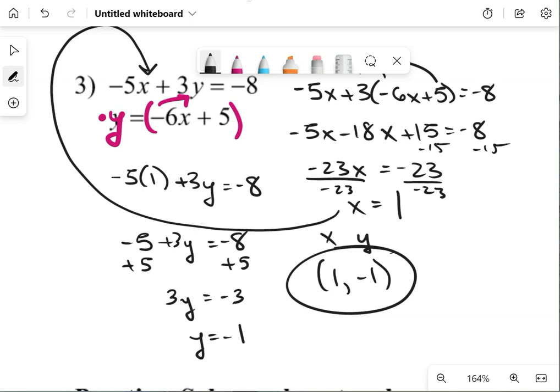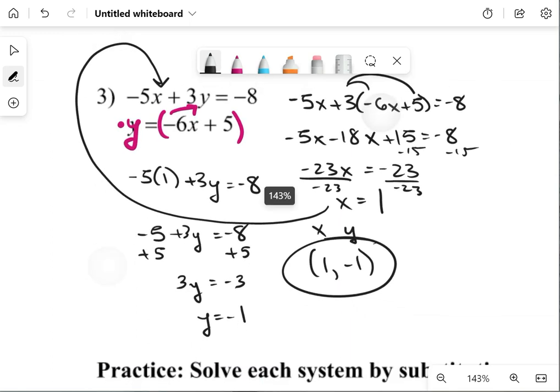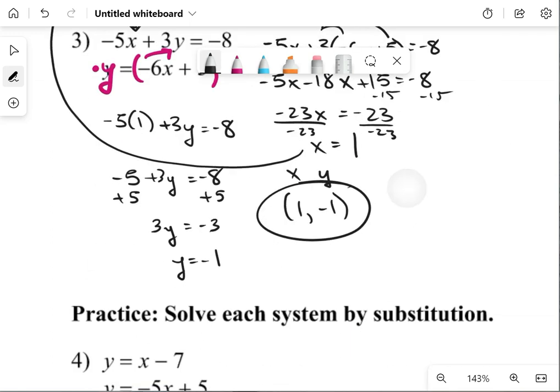Okay? The substitution method takes a bit of practice, which are right down below. Make sure you check out your answers to those.